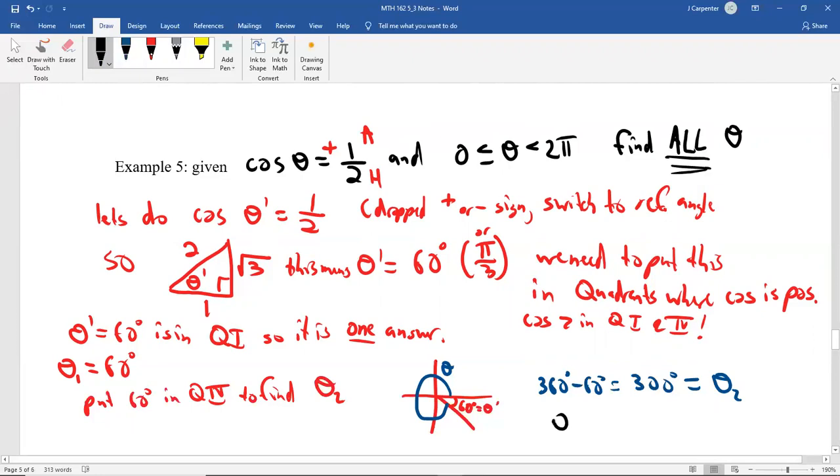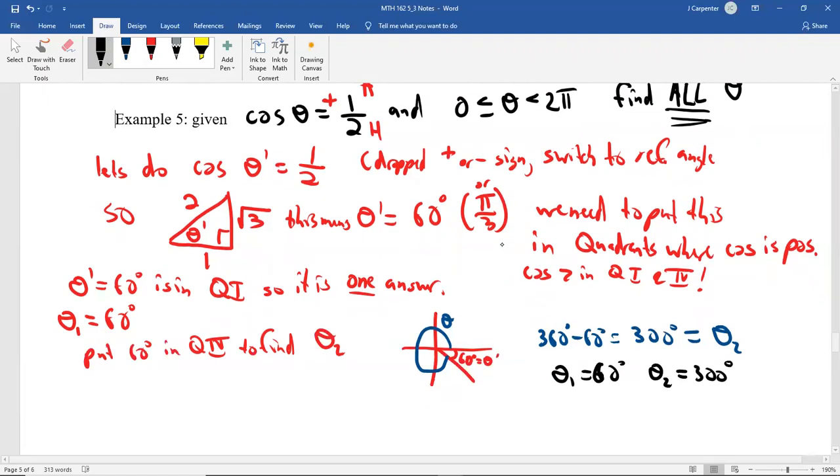So your solutions: the first one's 60 degrees. The second one is 300 degrees. You might be just separating these by commas. If it tells you to put them in radians, this would be pi over 3 and 5 pi over 3, if you did 2 pi minus pi over 3, or if you just convert 300 to radians by multiplying by pi over 180. Remember, those conversions are never actual problems. It's just something that you need to be able to do on the fly.